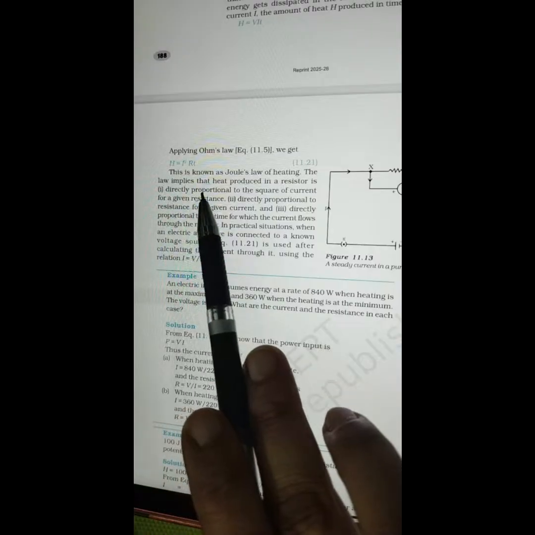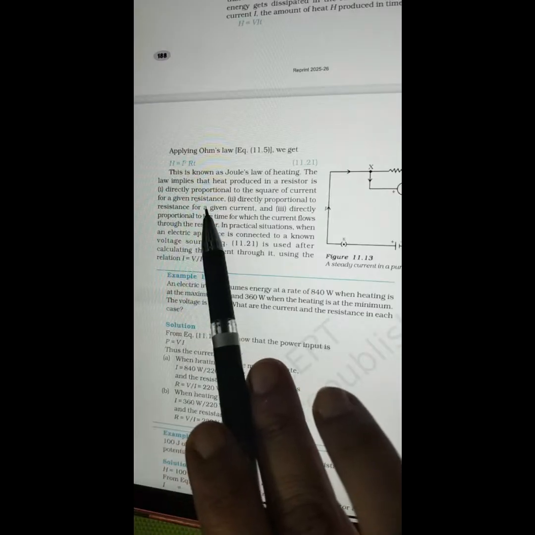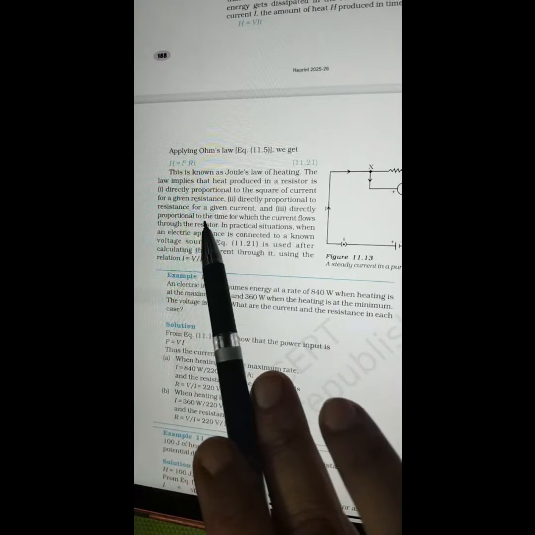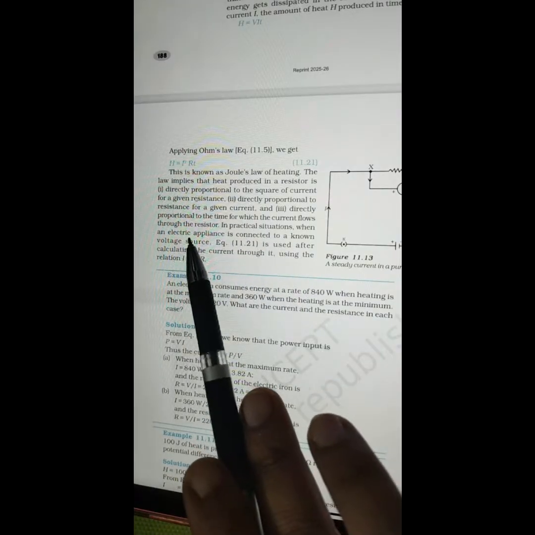What happens to this energy expended by the source? This energy gets dissipated in the resistor as heat. Thus, for a steady current I, the amount of heat H produced in time t is H equals VIt. Applying Ohm's law, equation 11.5, we get H equals I squared Rt. This is known as Joule's law of heating. The law implies that heat produced in a resistor is, 1, directly proportional to the square of current for a given resistance, 2, directly proportional to resistance for a given current, and 3, directly proportional to the time for which the current flows through the resistor.